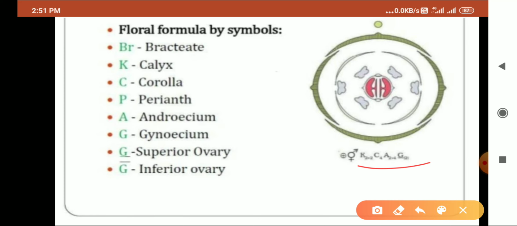When the ovary is said to be superior, it is represented by a line marked just below the G, that is superior ovary. And inferior ovary is when the G is represented without any notation, without any marking.